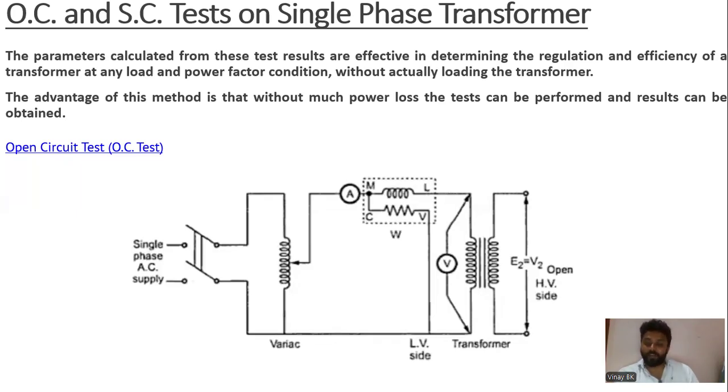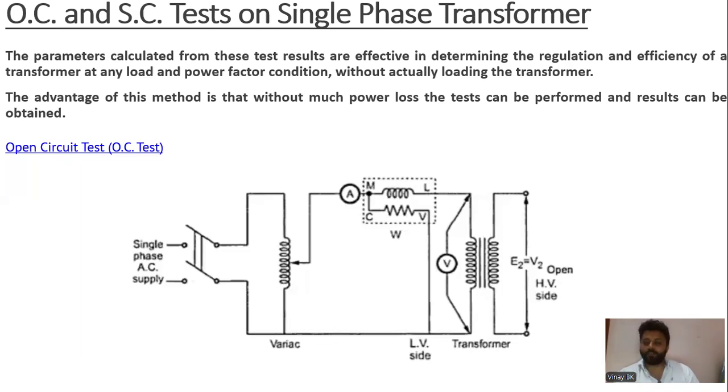So for any load and power factor condition, the efficiency and regulation of a single phase transformer can be determined with the help of these OC and SC tests without actually loading the transformer. The main advantage of this method is that, without much power loss, the tests can be performed and results can be obtained.